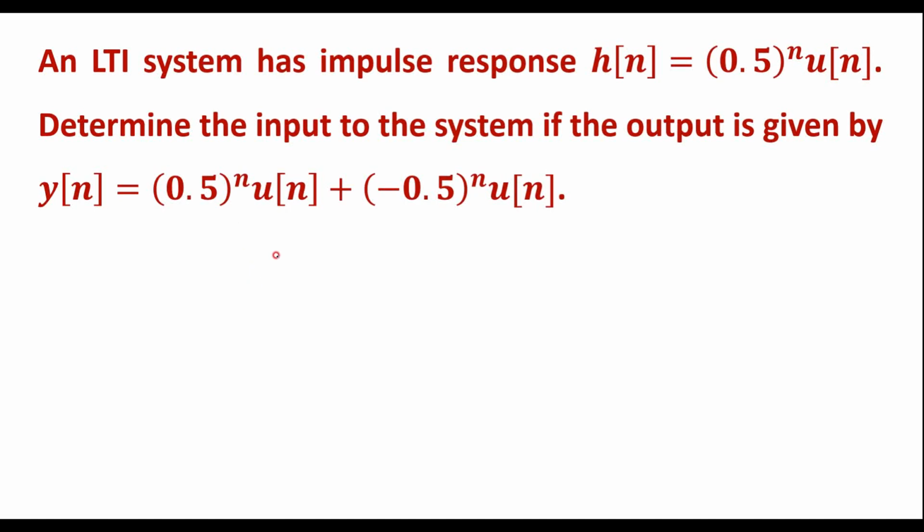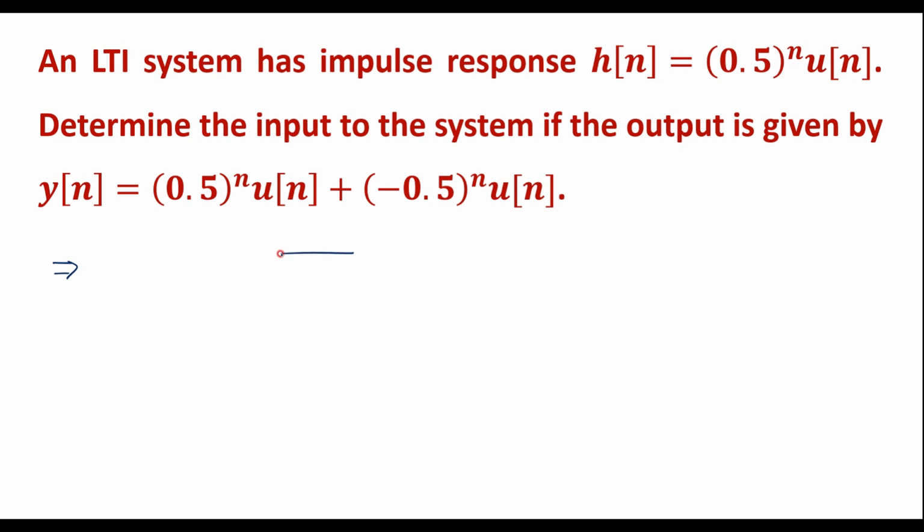In this video, let me consider one example on system transfer function. An LTI system has impulse response h of n is equal to 0.5 power n u of n. Determine the input to the system if the output is given by y of n is equal to 0.5 power n u of n plus minus 0.5 power n u of n. So in this numerical, the system impulse response h of n is given and output y of n is given. We are supposed to calculate x of n, that is input.